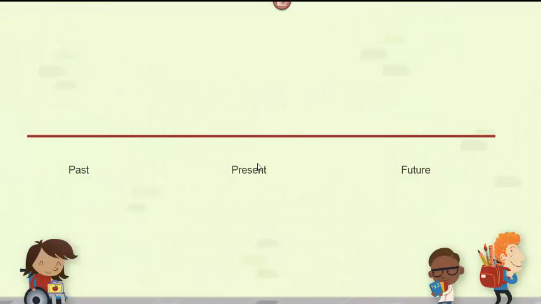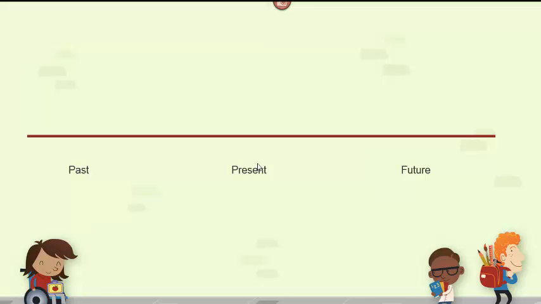And we're going to look at this line that I have in the center of the screen. See that red line? That is going to be called a timeline. And a timeline is a line that we put events on in the order that they happened. And this timeline also has three labels. The first one is past, the middle one is present, and the end one is future.